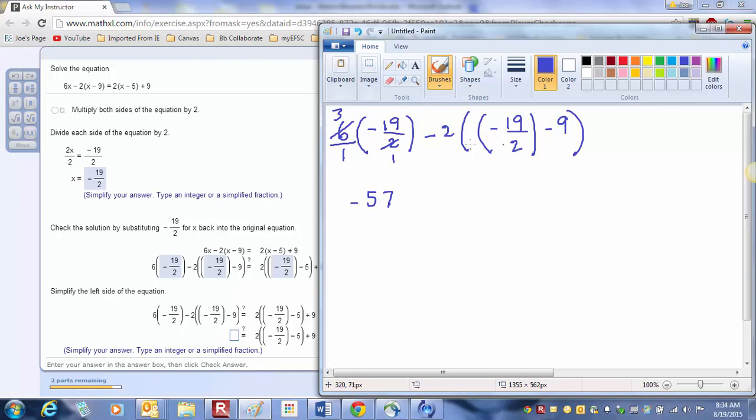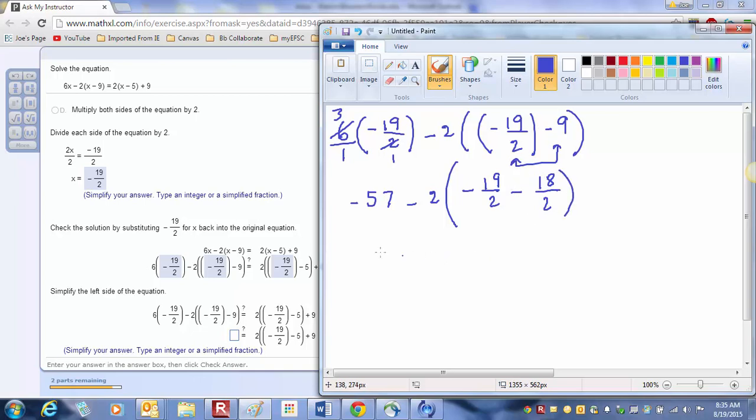Now here, before I distribute the negative 2, I'd like to simplify inside the parentheses. So let's do that. Negative 2. We have negative 19 over 2. Now negative 9 with the denominator 2. Multiply up and down by 2. You will get 18 over 2, right? Because 18 over 2 is 9. And that's a minus sign coming from here.